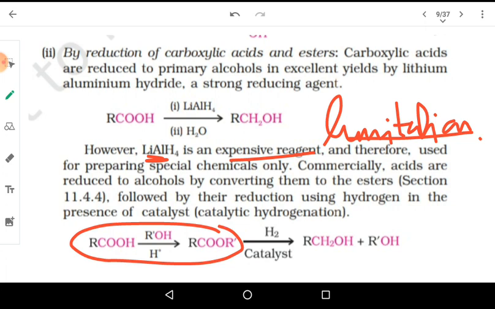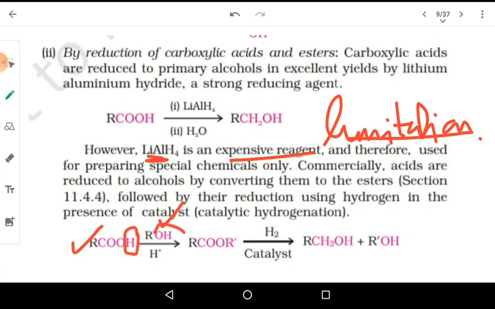How can we create esters? That we will study in the next lecture. For the time being, just understand a little bit of the basics of esterification. We are treating a carboxylic acid with an alcohol. So what is happening is that one hydrogen will go from here and an OH is going to go from here, and the remaining part is joined. We will be getting RCOOR'.